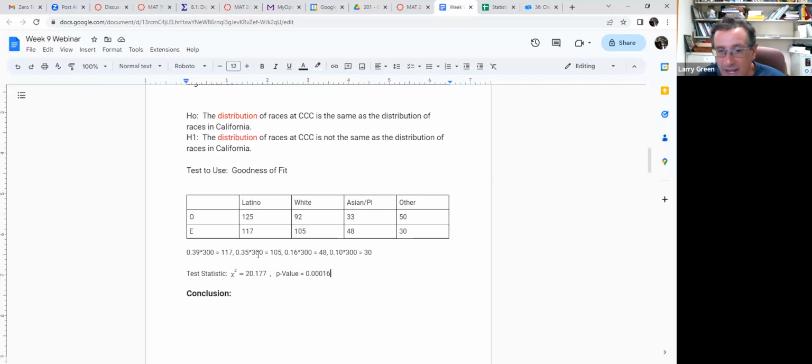All right, so the next step is to write our conclusion. Okay, well, look at our p-value. What's the first few words of the conclusion?